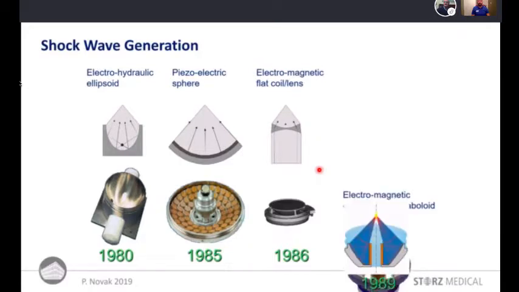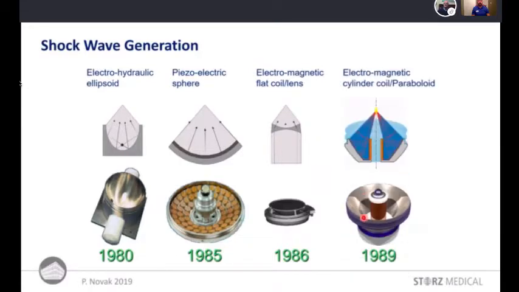And finally, the system developed by Storz Medical, where this is a cylindrical coil with a cylindrical foil around it, and the focusing happens by this paraboloid reflector. It has the advantage, especially at the beginning, that you had an opening in the center to better navigate and target the stones in former days. And further, it had a better efficacy compared to the acoustic lens.